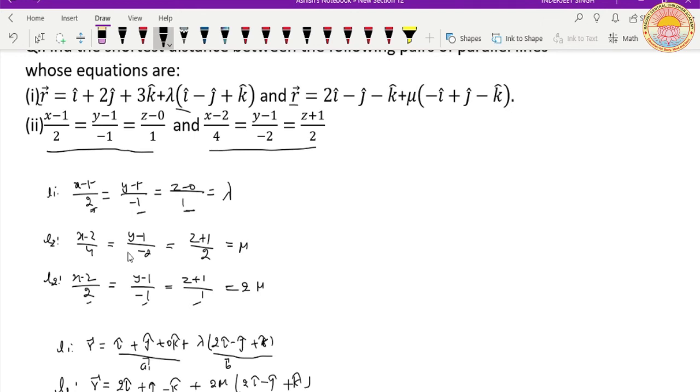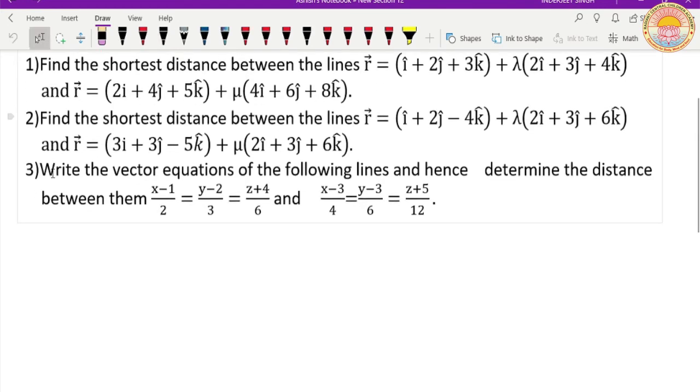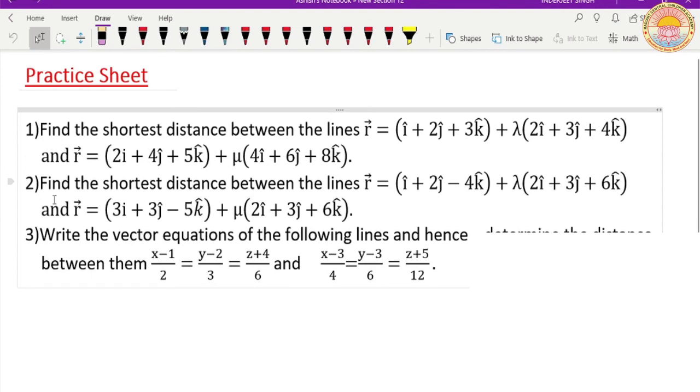Now note down the homework. These are 3 questions based on distance between two parallel lines. To solve these questions, thank you so much.